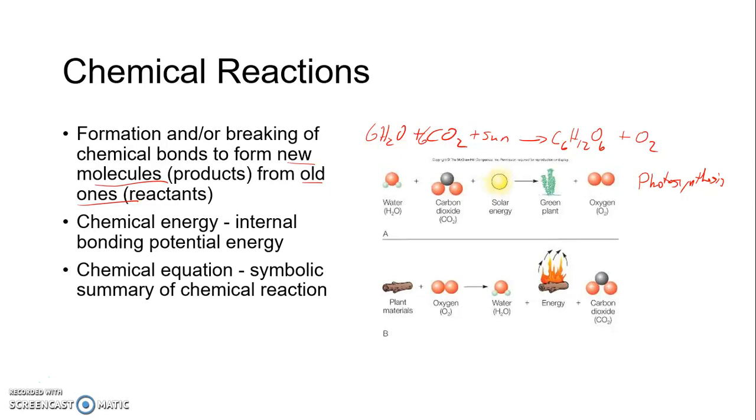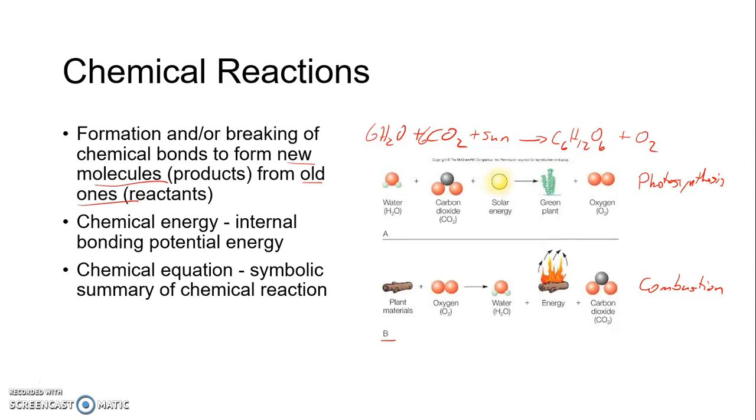In the second part of the figure, part B down here, this is the opposite, where you take the plant material, the sugars, combine it with oxygen, then you reproduce water and carbon dioxide. This is the opposite. This is combustion. Combustion is the opposite of photosynthesis.